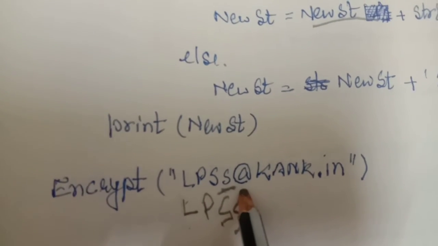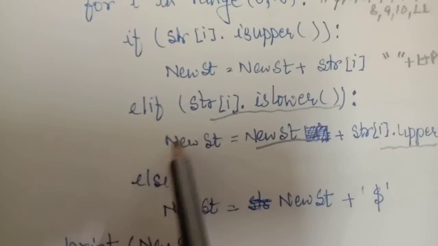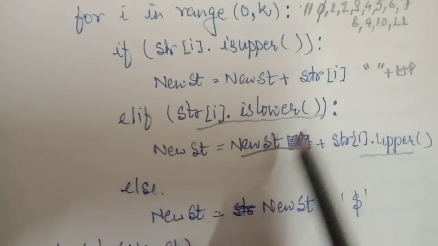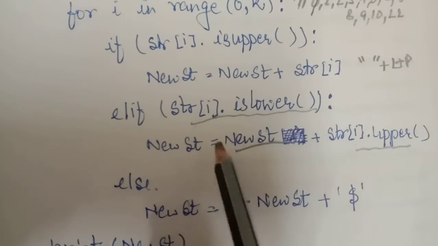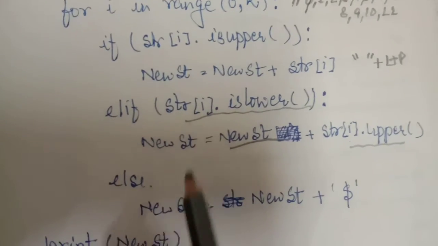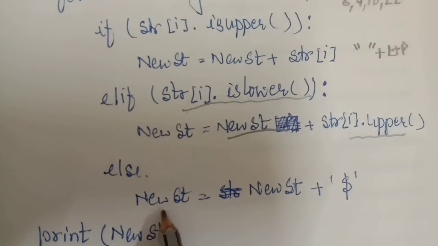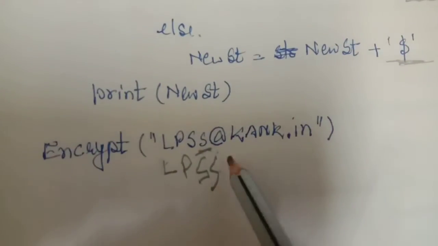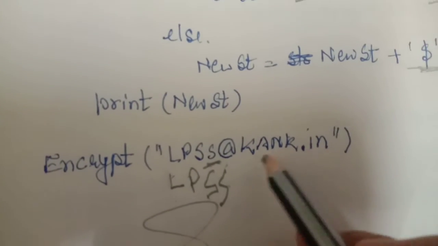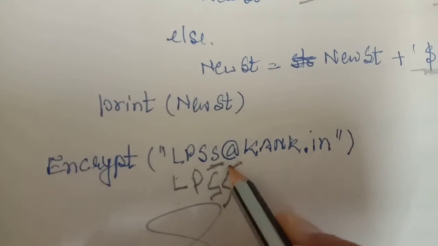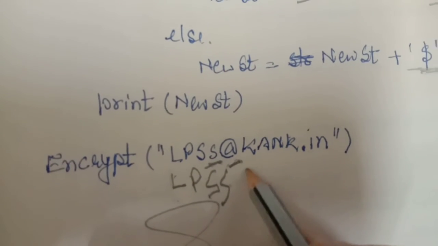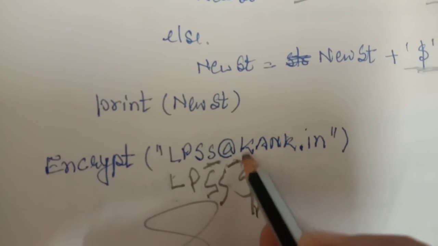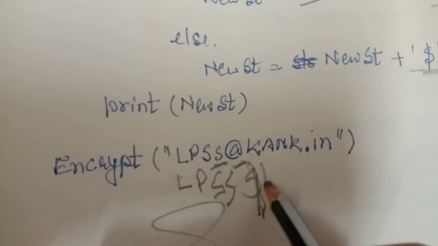Now what about this at the rate symbol? In the block, we can say this is checking for uppercase, this is checking whether the character is lowercase, and if both the if and the elif fail, then else will execute, so the new string will be appended with a dollar. So whenever special symbols come, they will be processed in such a way that this at the rate will be replaced with a dollar, and this is capital, so it will remain as it is.